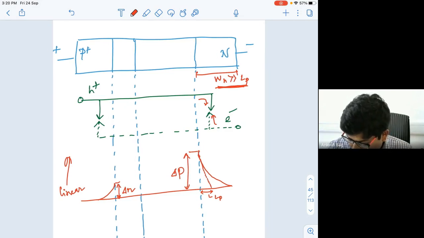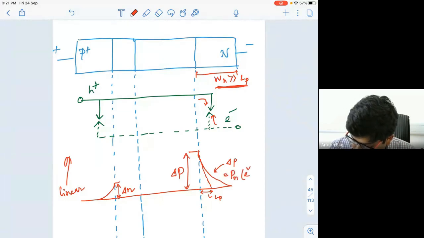And again, these exponential characteristics we have already just derived. So this is del P equals Pn0 times e to the power V by thermal voltage Vt, minus 1.